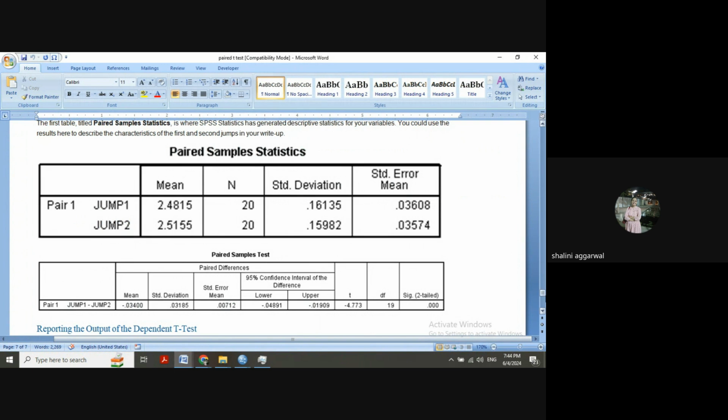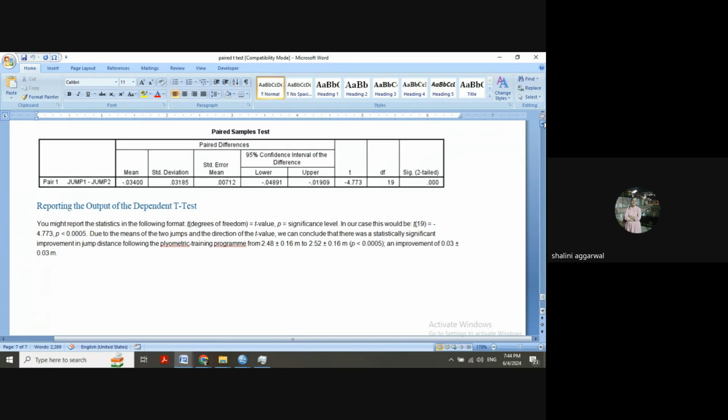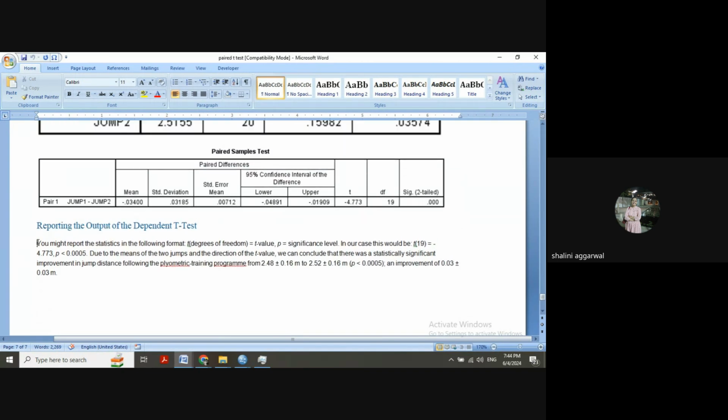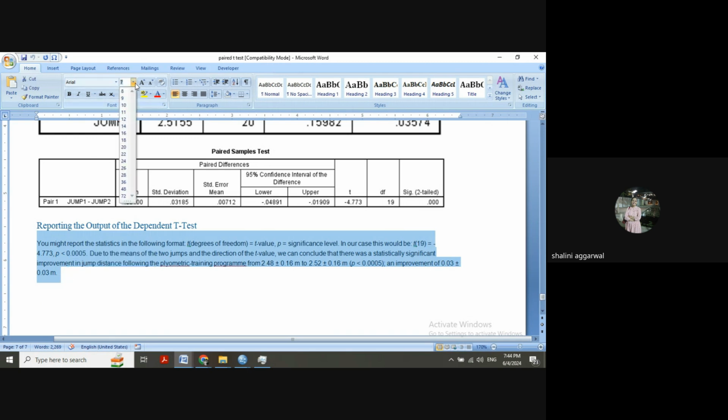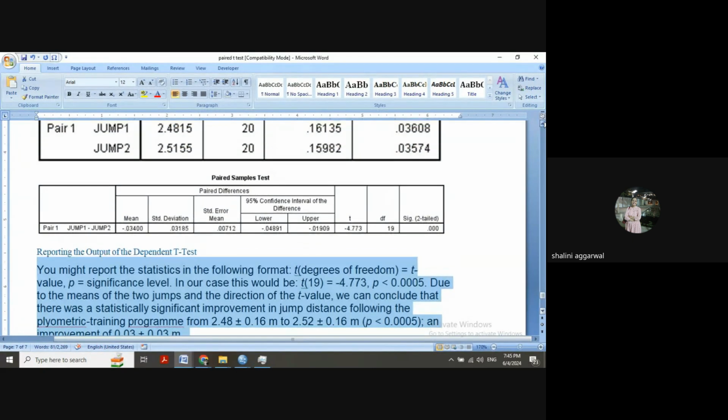I'll share the write-up of this with you. This is how we write about this. I'll share this with you. This is how we write the write-up. If this is there in the paper, how do we write this? Like t, degree of freedom is equal to the t value. This is minus 4.773. P value is less than 0.05 due to the means and the direction. This is another example, but you can see how to report this result.